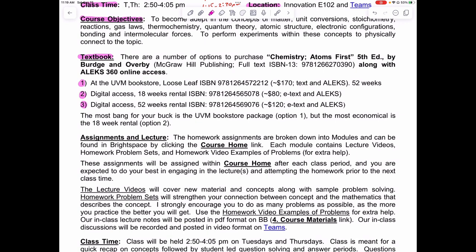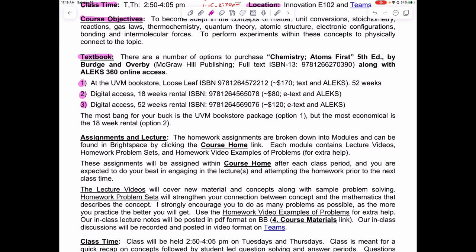So I suppose the most bang for your buck is option 1, which would be the full textbook, which you have purchased, as well as Alex for that 52-week scenario. With the digital access, you would be losing the e-text after your rental is done, so you don't have that e-text indefinitely. So you lose that option.